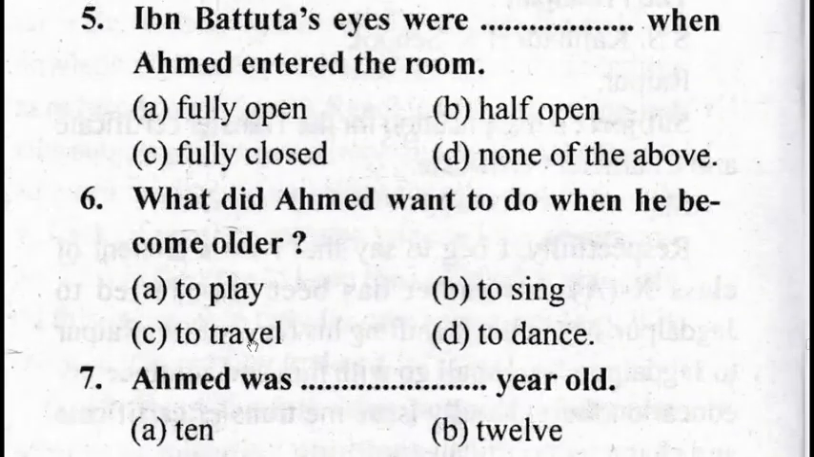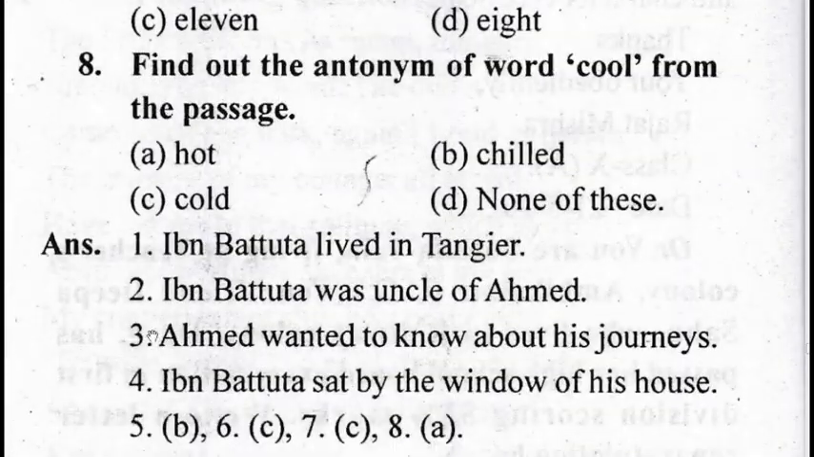So here are the answers. Second, Ibn Battuta was the uncle of Ahmed. Third, Ahmed wanted to know about his journeys. Fourth, Ibn Battuta sat by the window of his house.